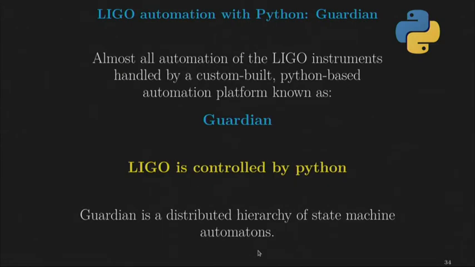All right, so automation. I'll just talk about this really briefly, because I think it's a really cool usage of Python. And it's not because I made it, I swear. It's called Guardian, and it's the automation system for LIGO. It's a distributed hierarchy of state machine automatons. That's my fancy description of it.